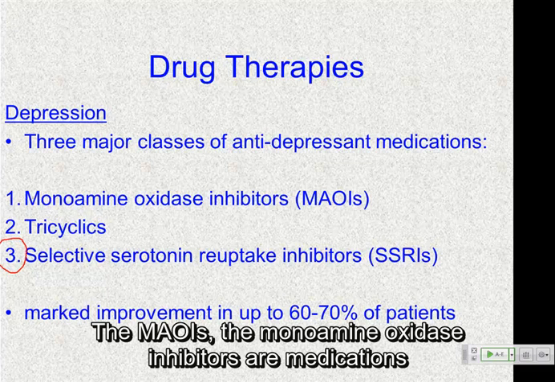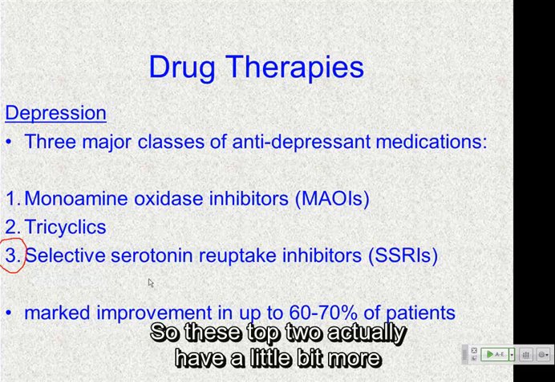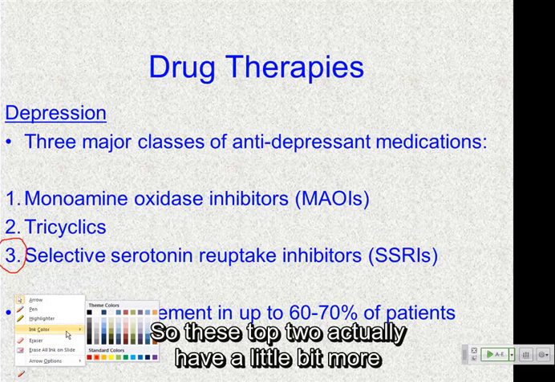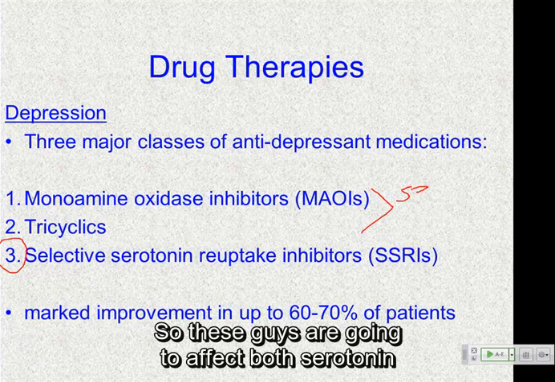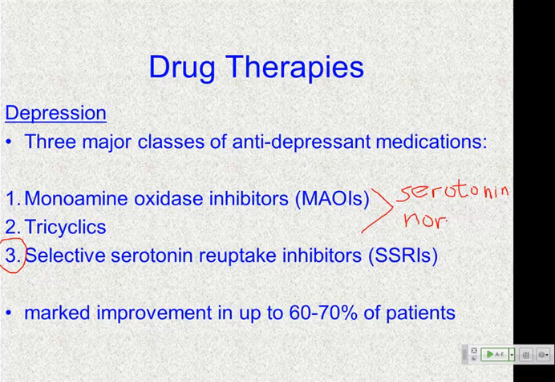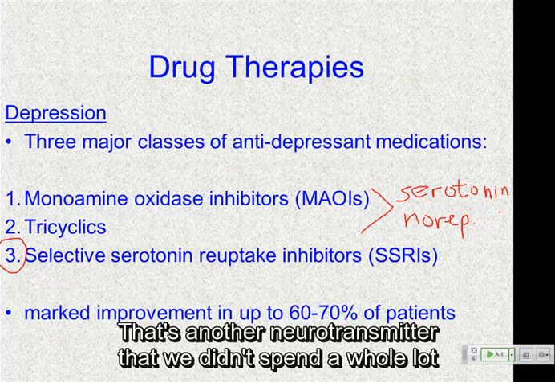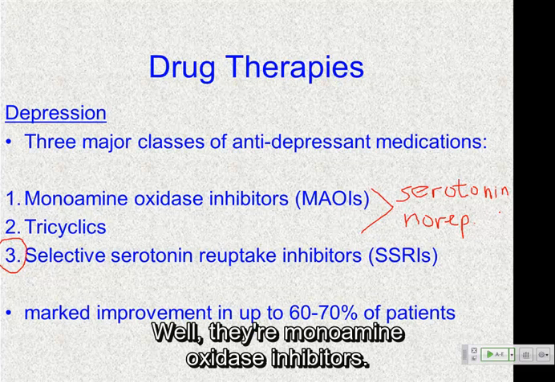The MAOIs, the monoamine oxidase inhibitors, are medications that actually affect both serotonin and norepinephrine. So these top two actually have a little bit more of a diffuse effect on two different neurotransmitter systems. So these guys are going to affect both serotonin, and I'm never going to fit norepinephrine down below, so I'll just write norep. That's another neurotransmitter that we didn't spend a whole lot of time talking about. Okay? How do they do what they do? The MAOIs are interesting. What they do is they inhibit something. Well, they're monoamine oxidase inhibitors.